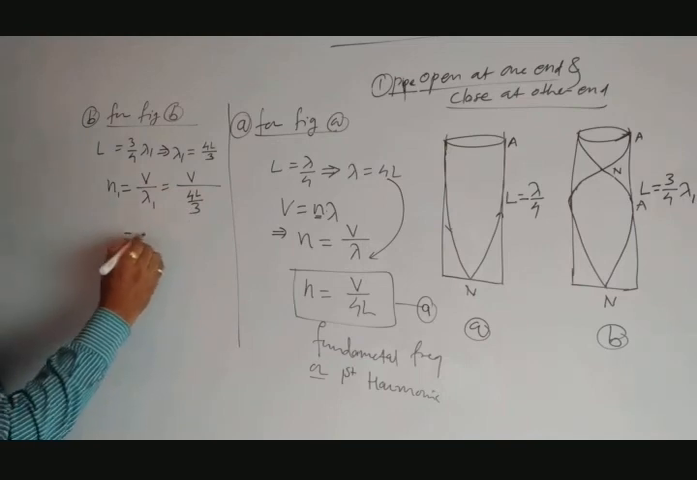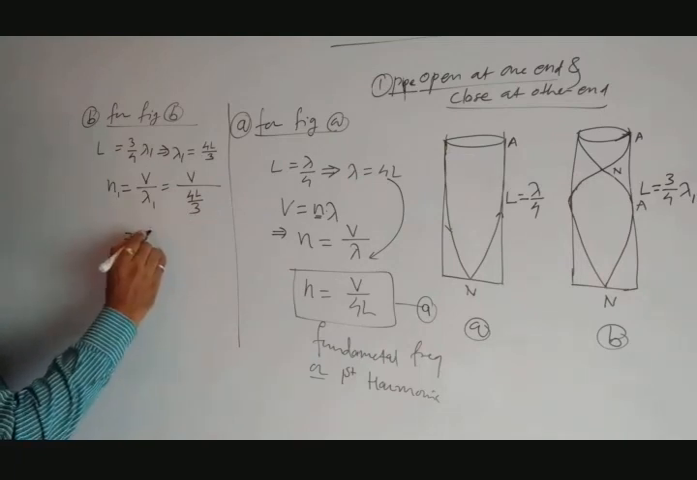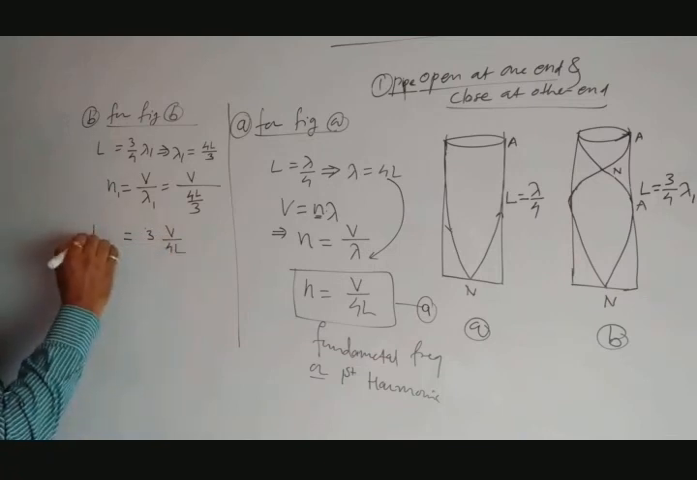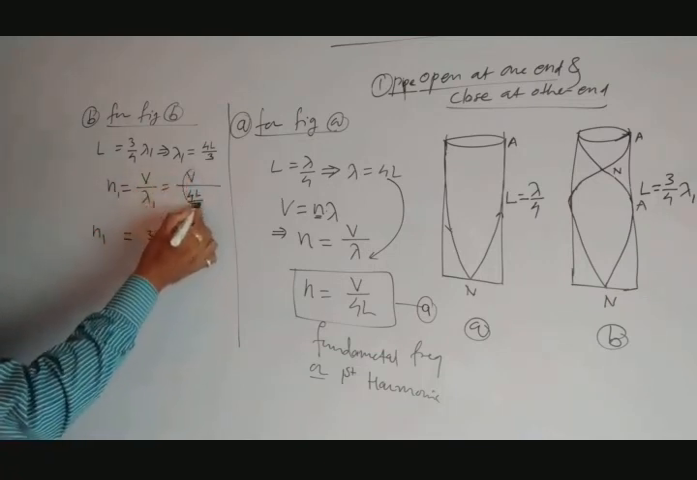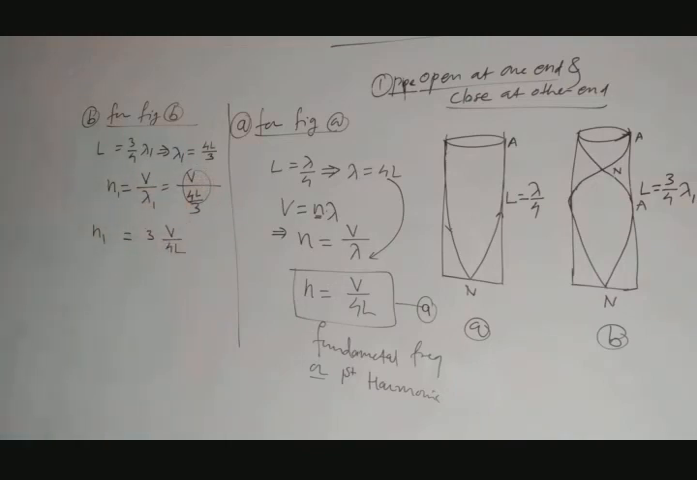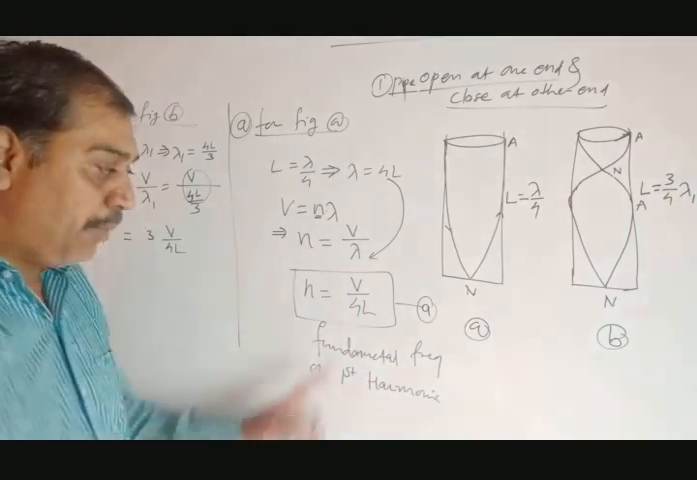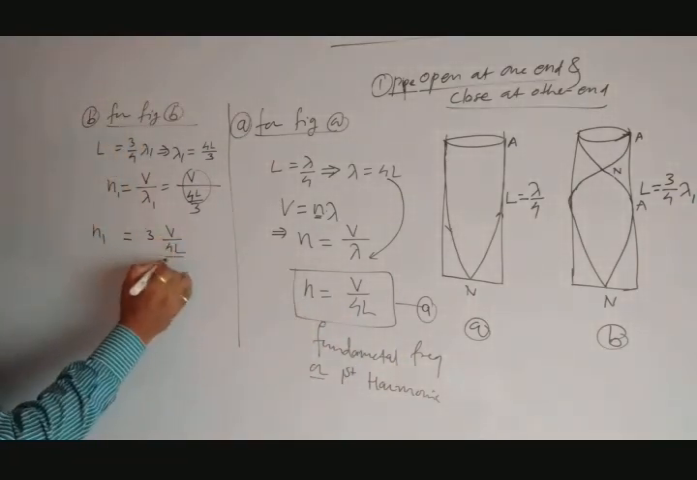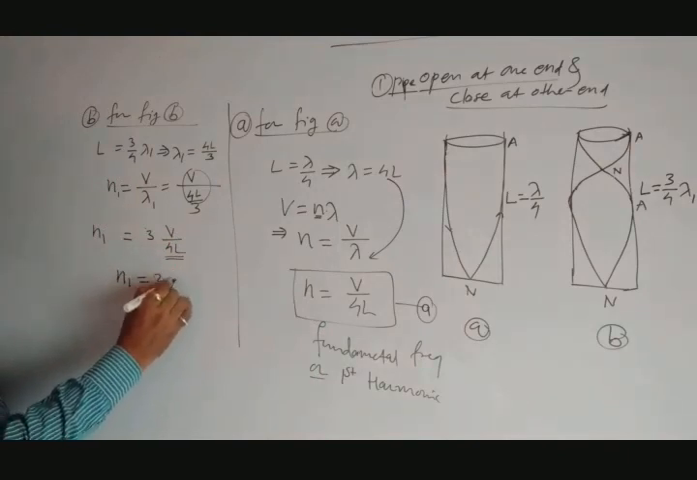What does it come to be? 3 by 4. You can write this as 3 into V by 4L, it is n1. Just take this 3 to the numerator, 4 remains the same. So V by 4L into 3. Now just see the figure, equation A. V by 4L is what? It is n. So this V by 4L is n. So just put it here. You can write n1 equal to thrice of n.